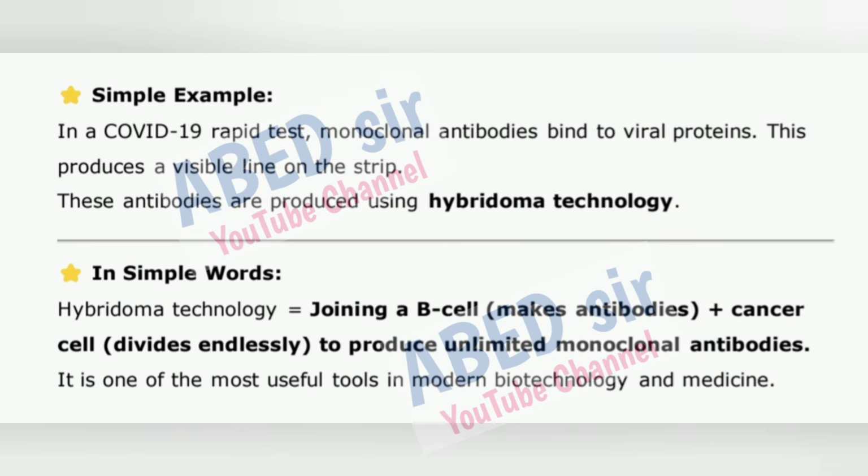In a COVID-19 rapid test, monoclonal antibodies bind to viral proteins. This produces a visible line on the strip. These antibodies are produced using hybridoma technology. In simple words, hybridoma technology is equal to joining a B cell, which makes antibodies, plus a cancer cell, which divides endlessly, to produce unlimited monoclonal antibodies. It is one of the most useful tools in modern biotechnology and medicine.